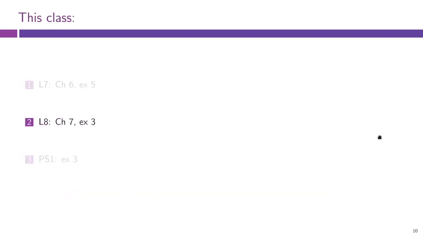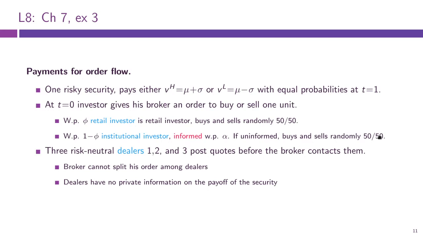So let's move on to the next problem. This is exercise 3 from chapter 7 that we covered on lecture 8. And what happened on lecture 8 was we talked about market fragmentation, if I remember correctly. And this problem deals with payments for order flow. It explores the consequences of payments for order flow, which is yet another widely spread practice in the real world.